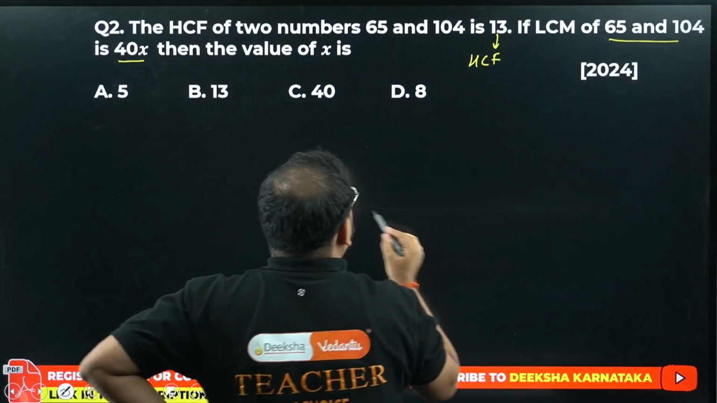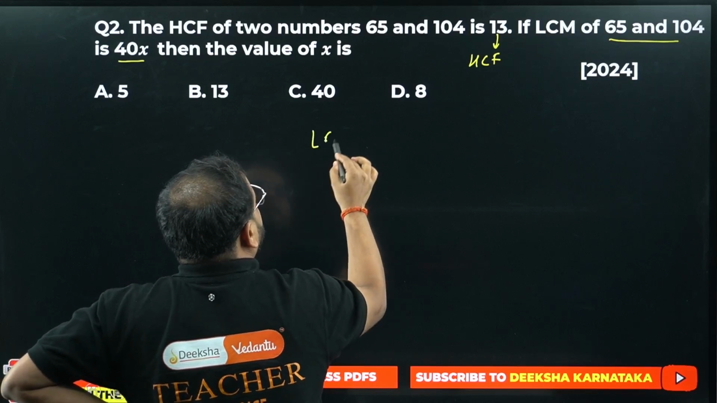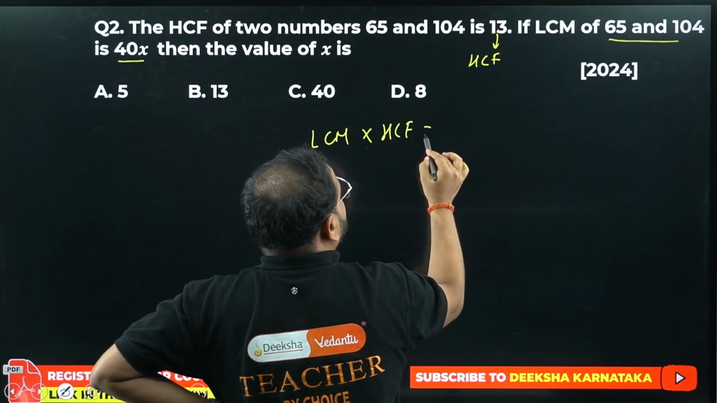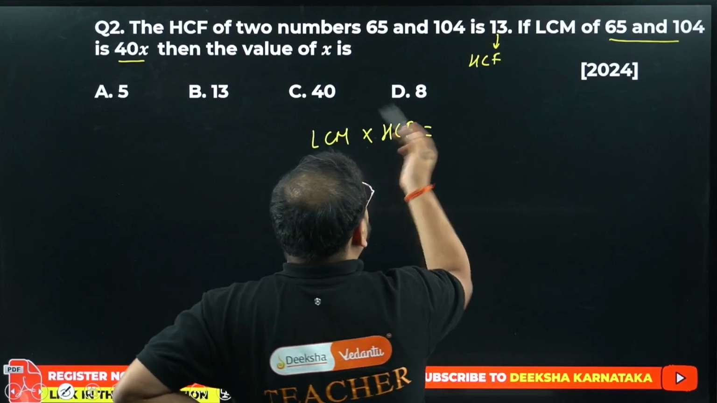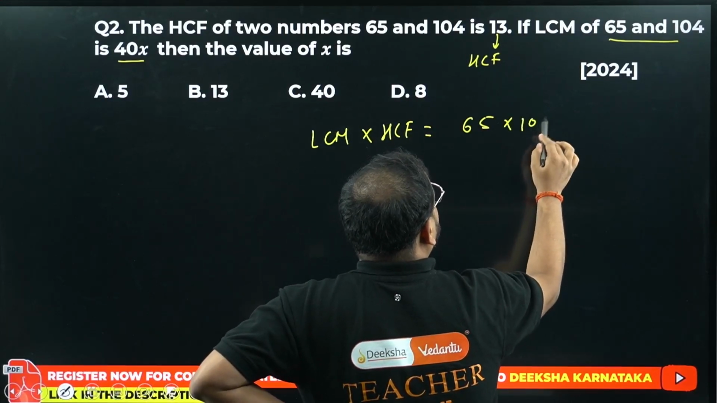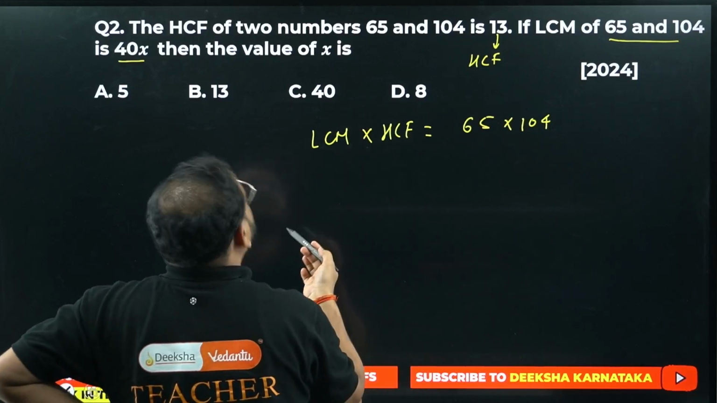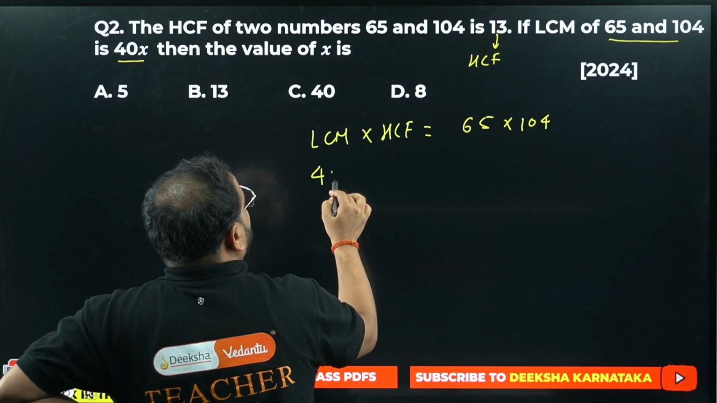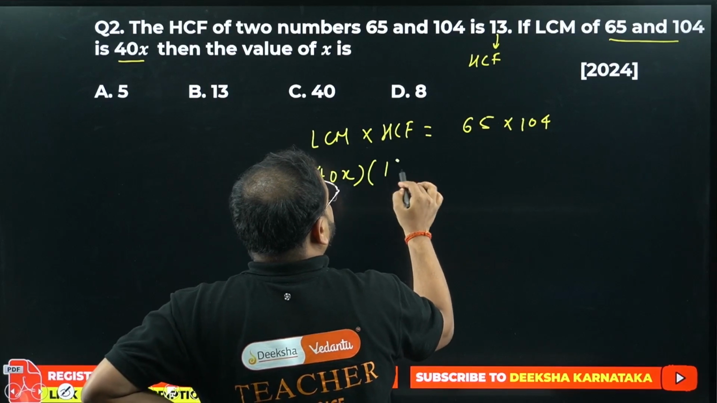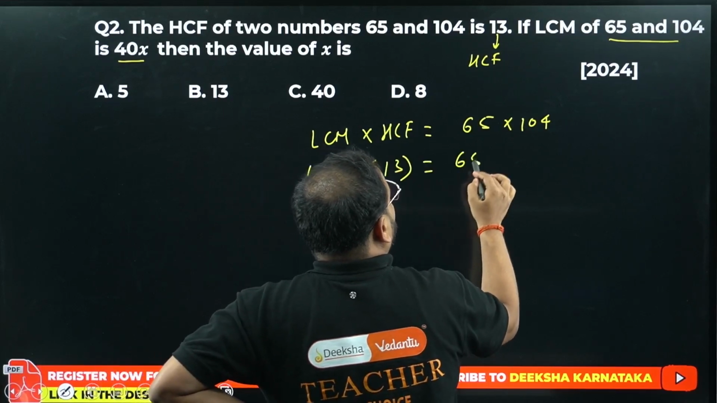So we know one thing for sure: LCM times HCF is equal to the product of the numbers. So 65 times 104. What is LCM? LCM is unknown, given as 40x. What is HCF? HCF is simply 13. I hope you can solve it from here.